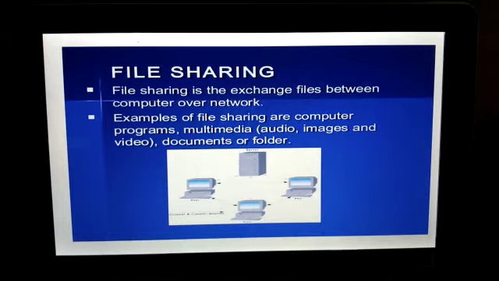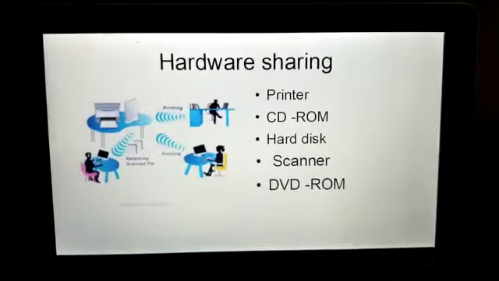The next one is hardware sharing. Through a computer network, we can share hardware devices such as a printer, CD-ROM, hard disk, scanner, DVD, DVD-ROM, digital video disc or player. For example, in our office, usually there are fewer printers and scanners than the available number of computers. Using a network, these resources are shared to get a cost-efficient solution.